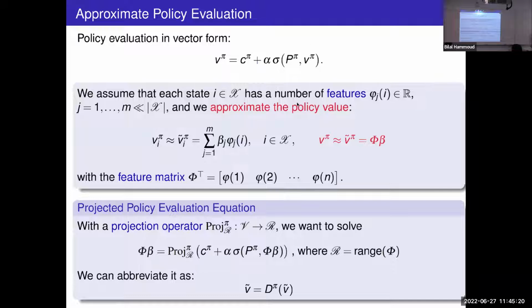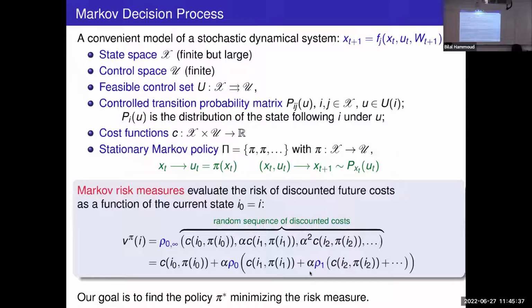But on the right-hand side, it's not always the case. So one method we are going to do is to project the right-hand side into the range of the features here. And we abbreviate that equation to this one. And we are going to solve the fixed point of that equation.